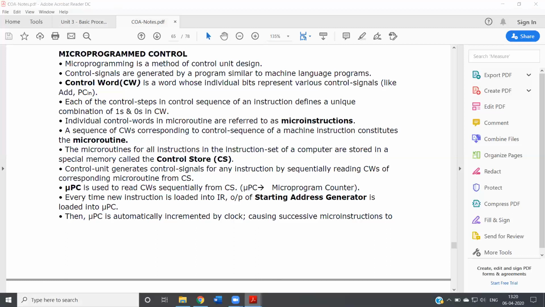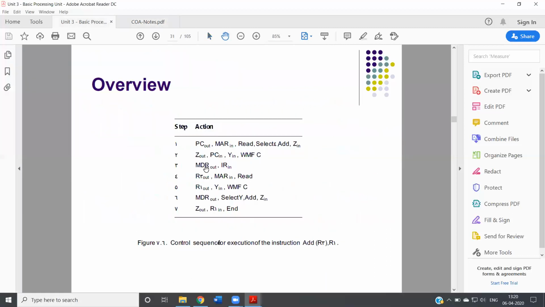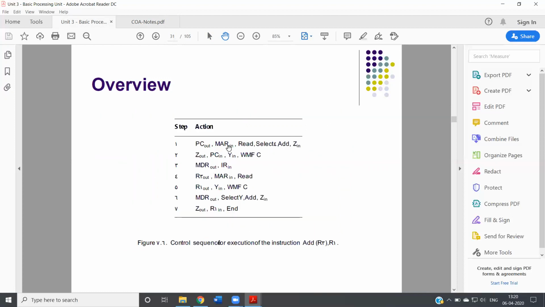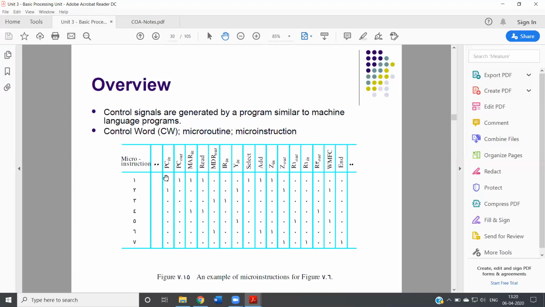Now, for example, if I say there is an instruction PC out, MAR in, read, select 4, add, Z in. This is the micro instruction. How will this be represented? All micro instructions are over here. I have to select only those which are specified over here: PC out, MAR in, read, select, add, Z in.